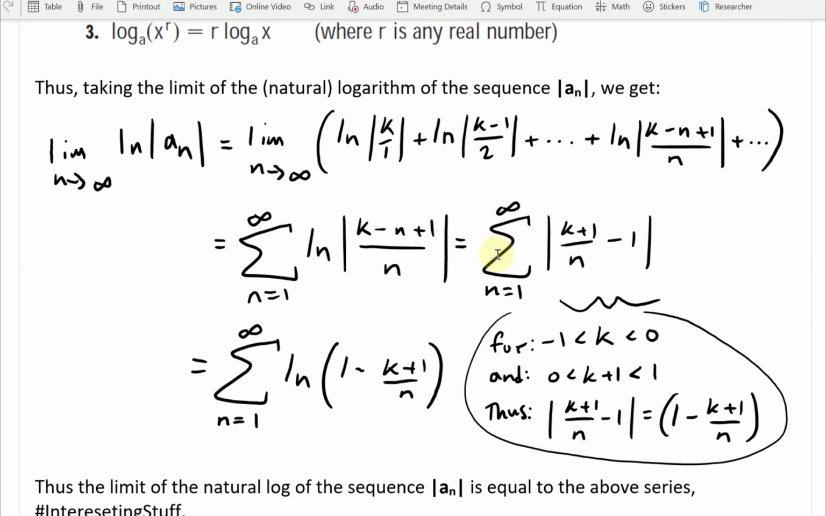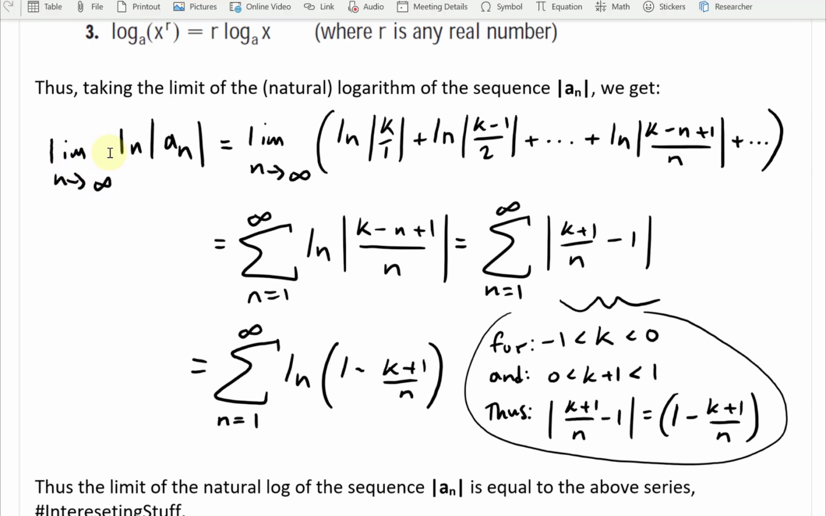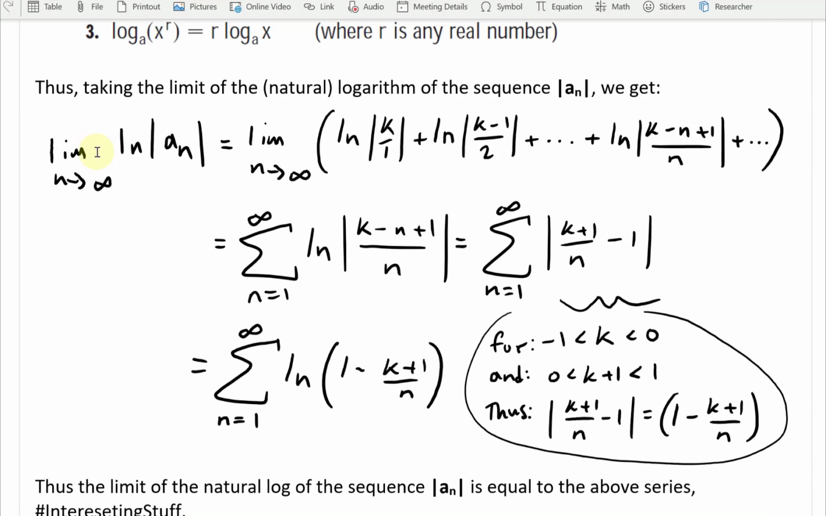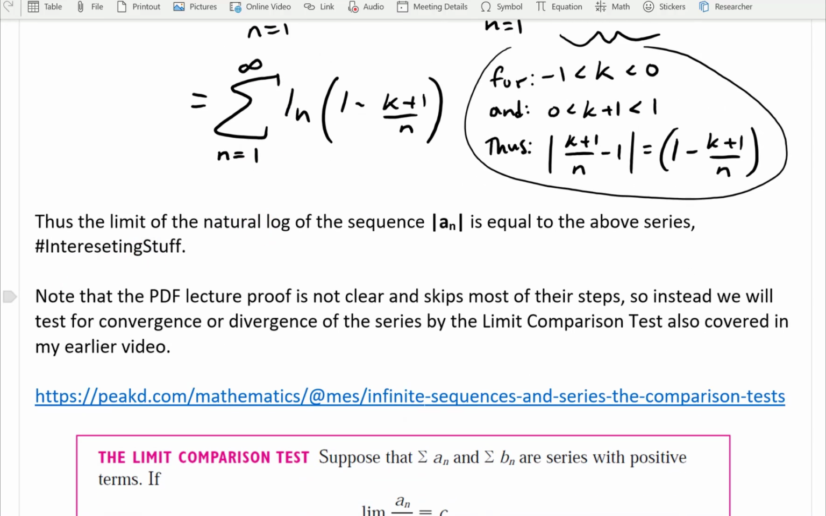So thus the limit of the natural log of the absolute value of the sequence a_n is equal to the above series. So we get that the limit of the natural log of this sequence is equal to this summation of natural logs up to infinity, so a series, which is pretty amazing. Hashtag interesting stuff.